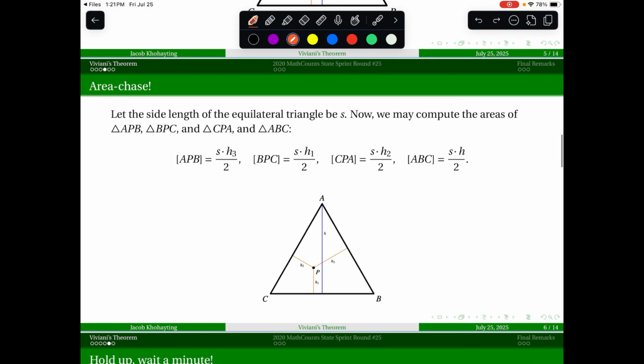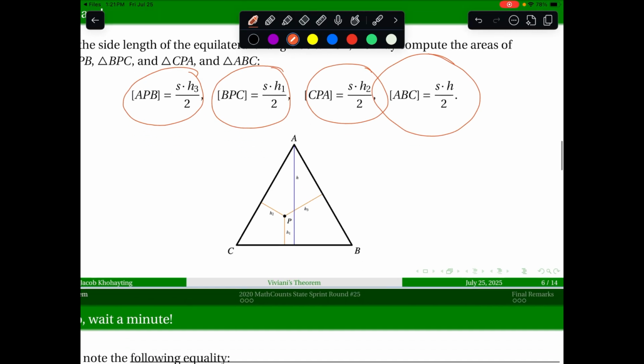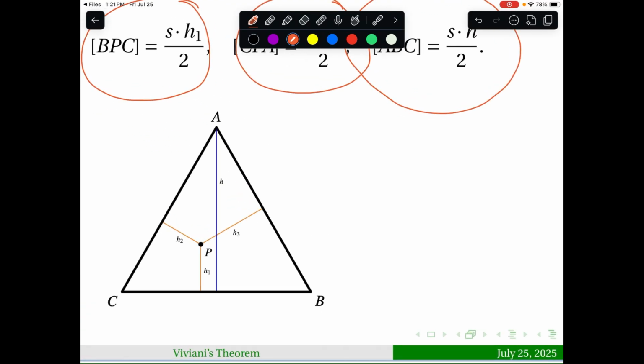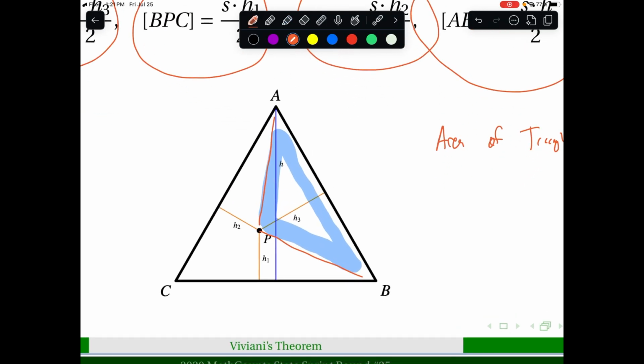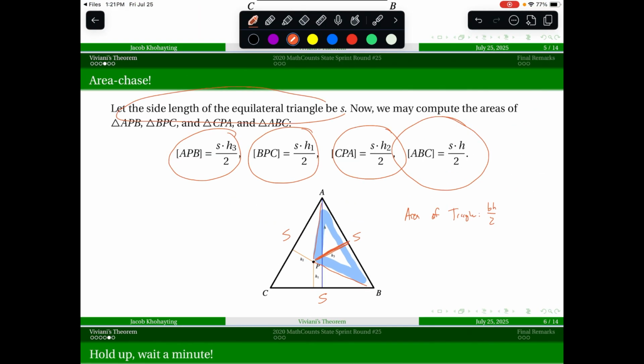So what I'm going to do is find the areas of these four triangles: ABP, BPC, CPA, and ABC. The common formula is that the area of a triangle is base times height over 2. So how we can use that here is for APB. I'm going to draw these lengths in. We want to find the area of this highlighted triangle, and we know that the height is H3. The side length is S.